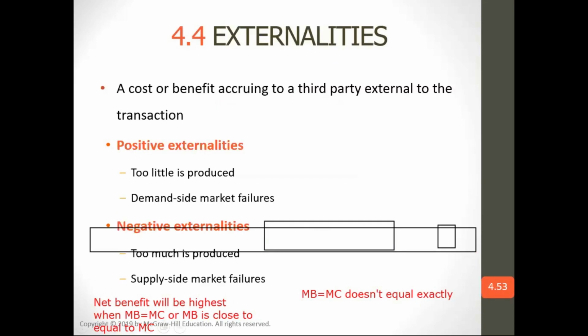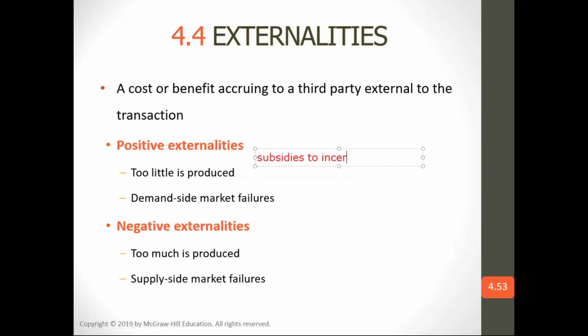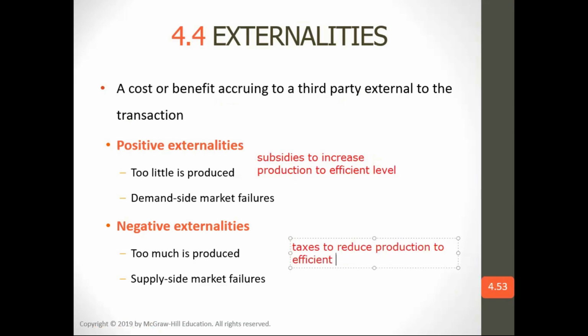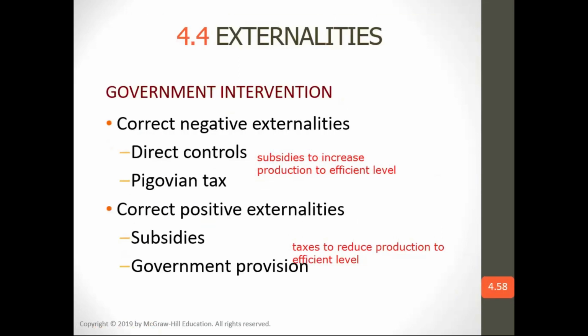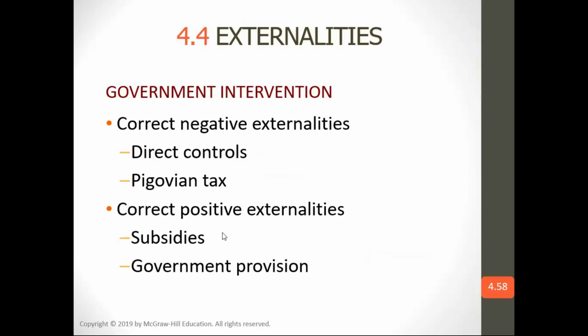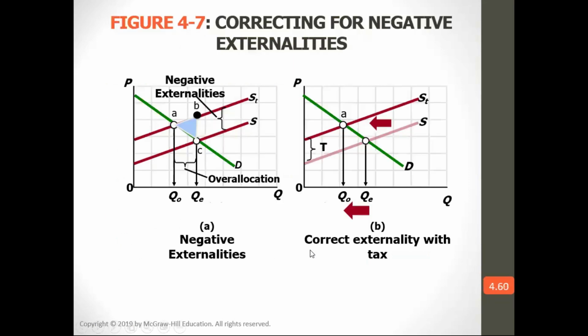So with positive externalities, too little is produced. These are demand side market failures, and they can solve this through subsidies to increase production to the efficient level. Then with negative externalities, too much is produced, so they can reduce this through taxes to reduce production to the efficient level. They can correct negative externalities through taxes. They can correct positive externalities through subsidies.